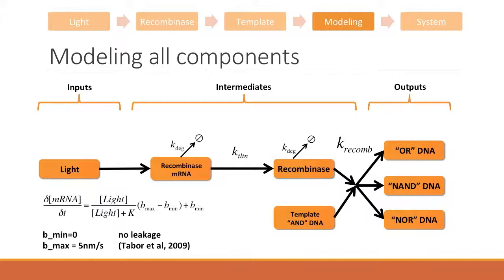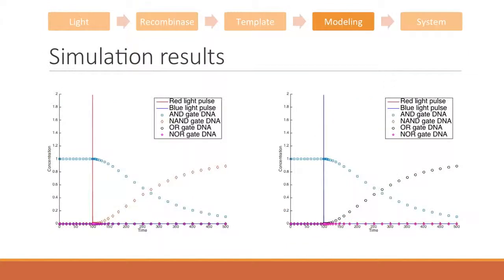This box diagram doesn't completely represent the full complexity of modeling this circuit. There are in fact 2 forms of light, 2 different recombinase mRNAs, 2 different recombinase proteins, and multiple variants of the OR DNA, NAND DNA, and NOR DNA. Here are the results of my simulation.